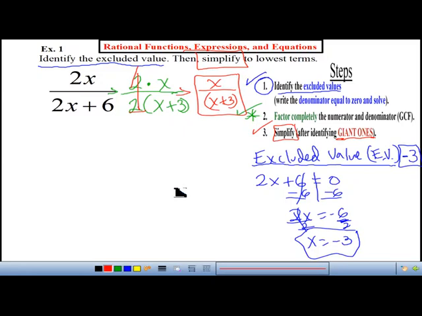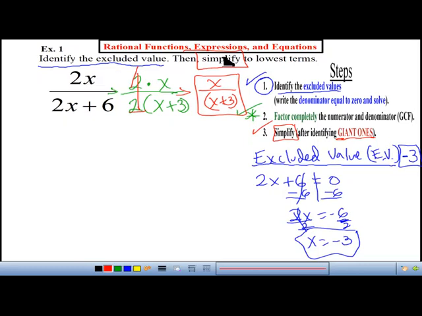All right, just to recap, they ask us to do 2 different things here. The first one is to identify the excluded values, and number 2, to simplify the expression. So how do we find the excluded value? I wrote it here. Step 1 is to take the denominator and put it equal to 0 and solve. Did I do that? Let's see. Denominator equal to 0, and solve. Yes, the excluded value is -3. I'm done with that part.